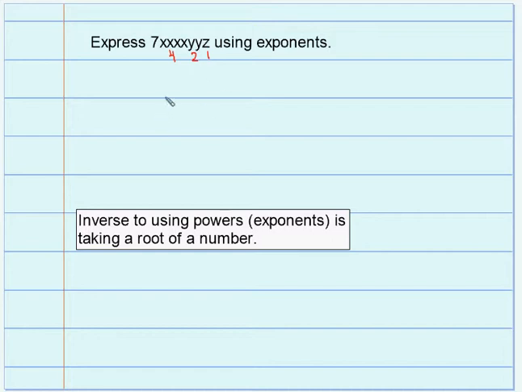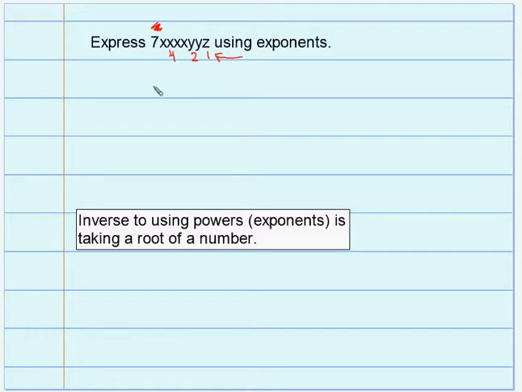You may also remember that even though the 7 is just a 7, the exponent is 1. It has a hidden exponent of 1, and when it's 1, we don't write it. So we have z to the 1 power, and we don't need to worry about that.